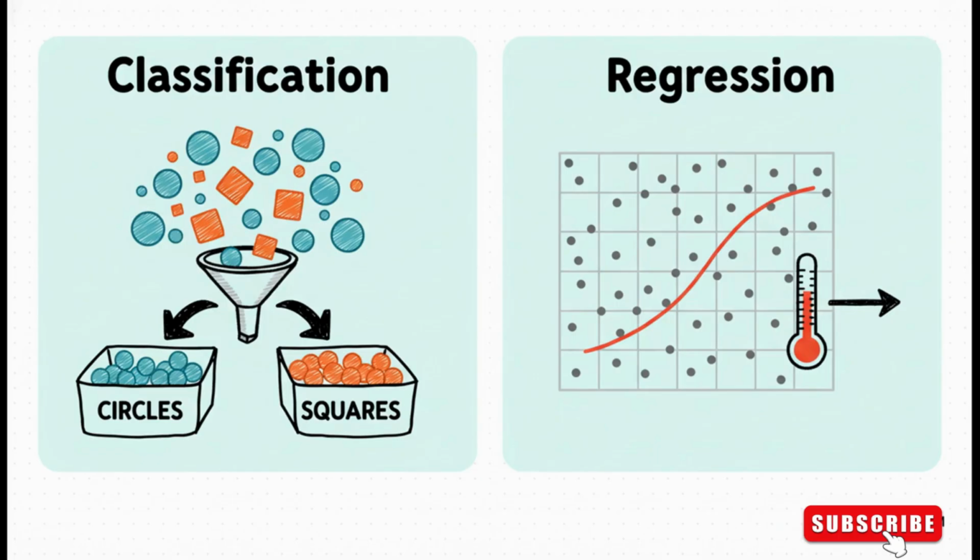On the other side, we have prediction, or more specifically, regression. This task involves modeling continuous valued functions to predict a numerical value, like a temperature or a price. The key distinction is this: classification predicts a label, while regression predicts a quantity.